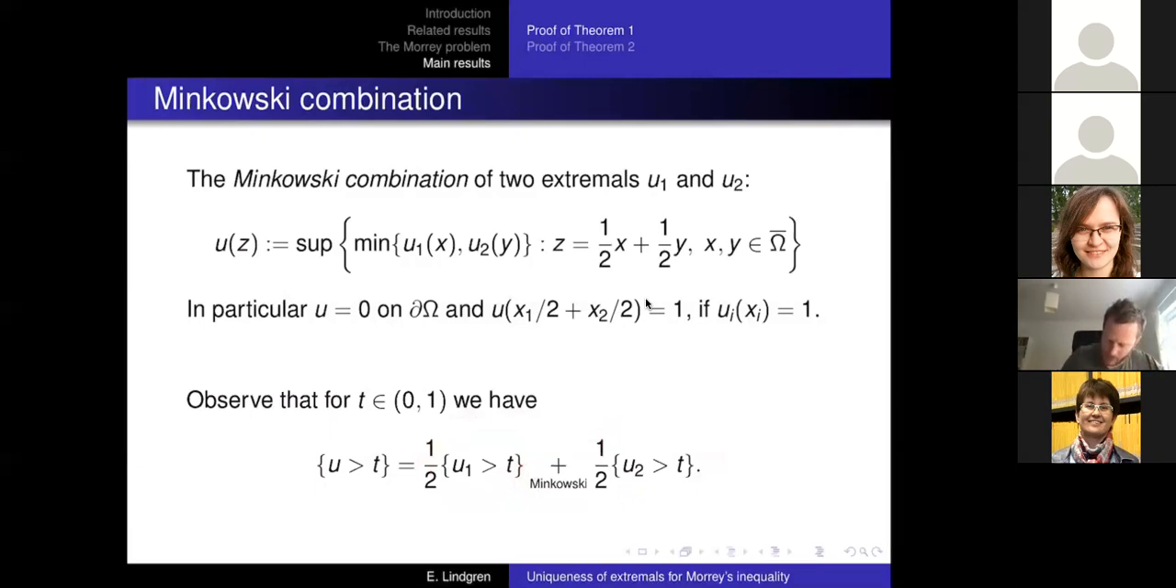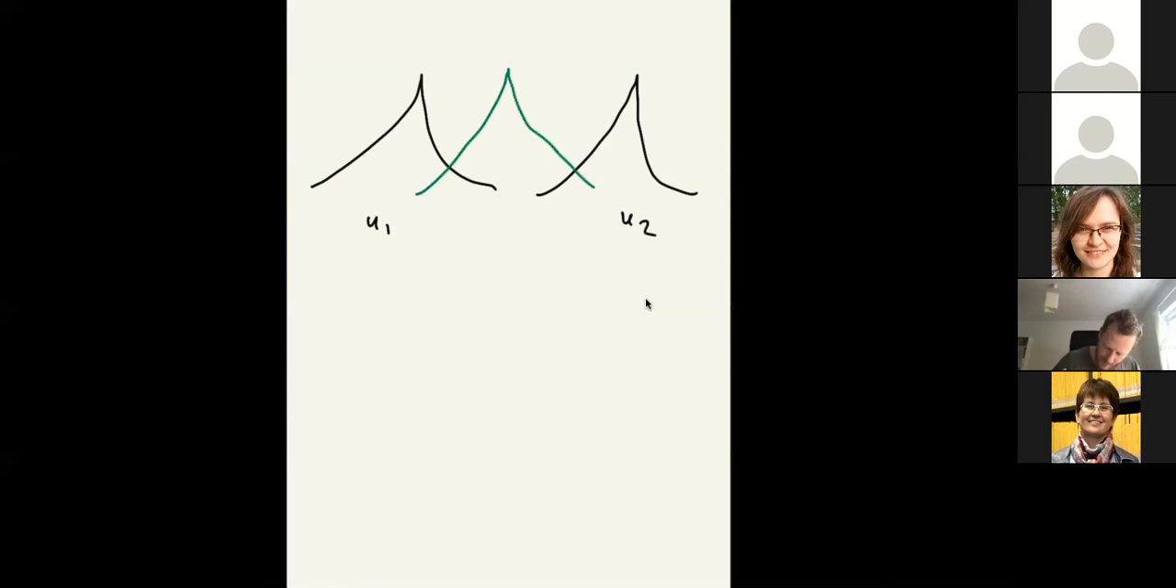Let me try to draw some explanatory picture. Suppose this is your U1 and this is your U2. Then when you construct this new function, it may look something like this. So this is the U. And here will be the max point x1, the max point x2, and somewhere here will be the maximum point of U.